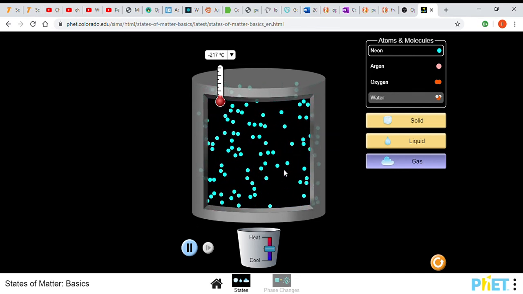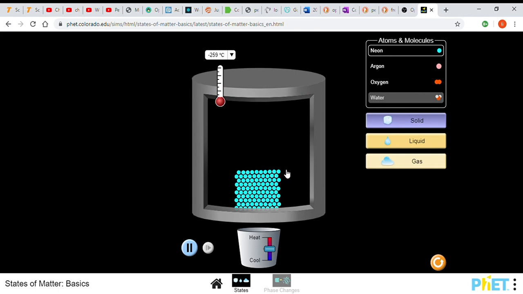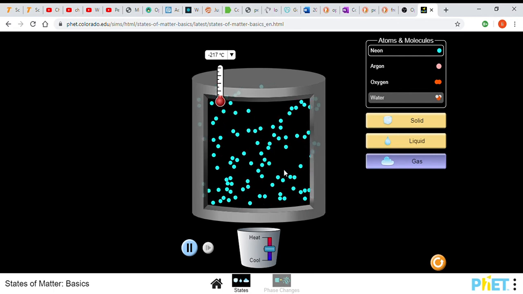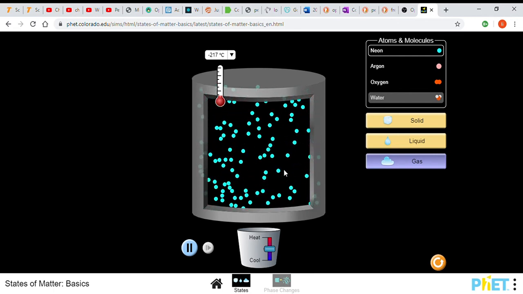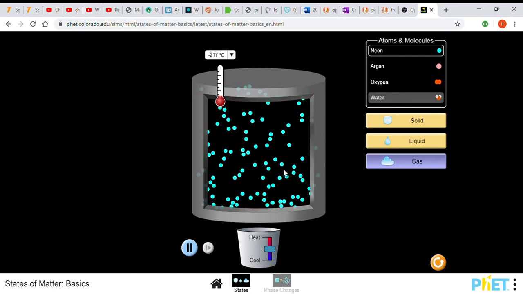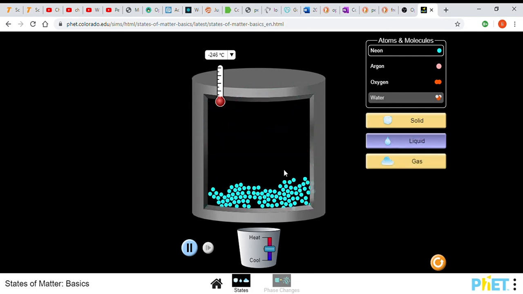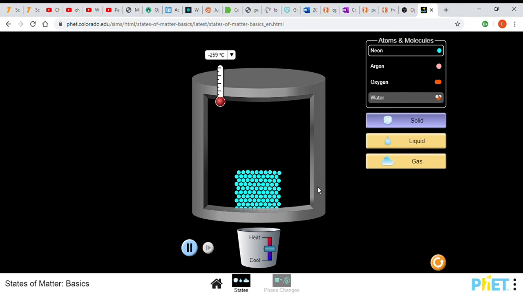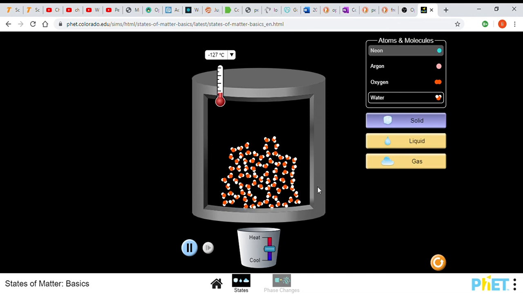So sometimes we say the solid keeps its shape of itself. The liquid takes on the shape of the bottom of the container. This is like a layer of liquid across the bottom of the container, and the gas fills the container. These are the different things that we're taking a look at. The gas fills the container, the liquid fills the bottom of the container, and the solid maintains its own shape. But if we take a look at water, water is different.